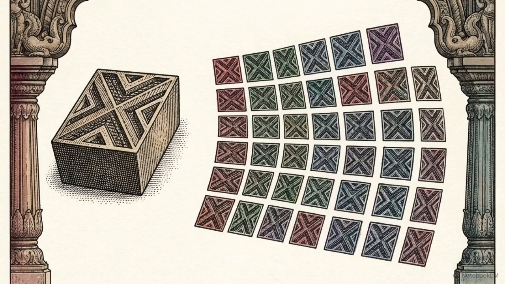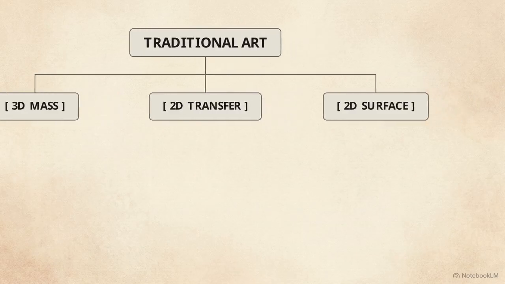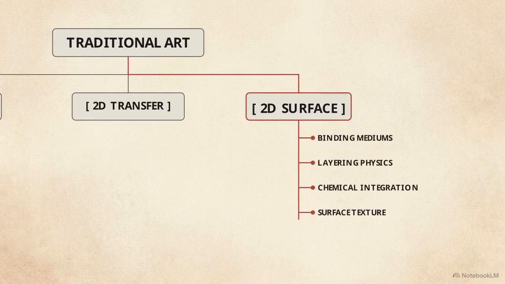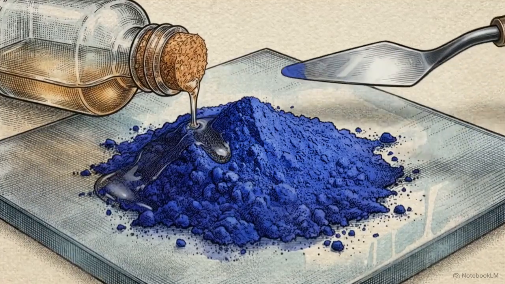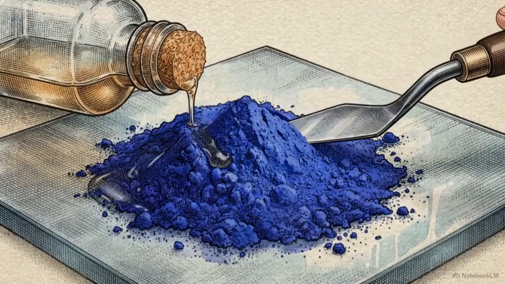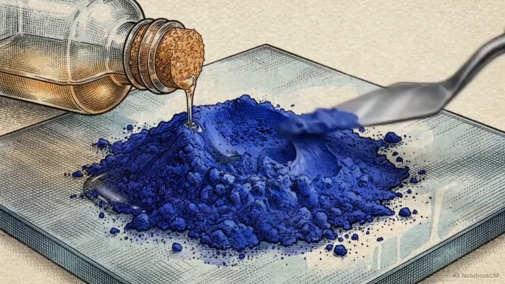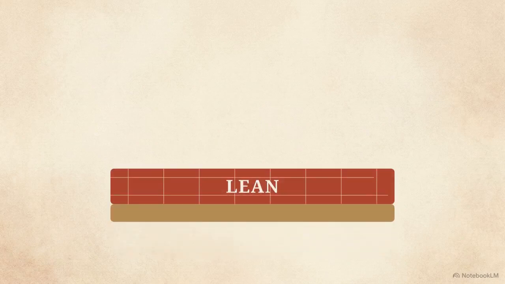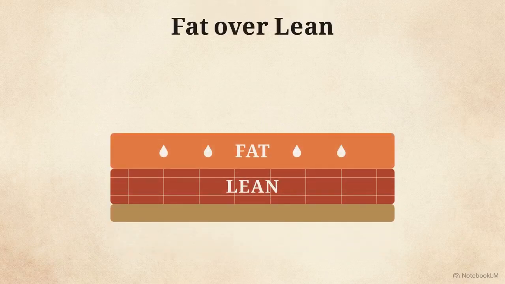Through this strict mechanical engineering, printmaking allowed visual information to transition from a single, isolated physical object into a reproducible dataset. The final structural domain concerns the chemical integration of color onto two-dimensional surfaces. At a basic physical level, paint is simply a dry pigment powder suspended in a binding medium, like oil or water. To stack layers safely, artists use the fat over lean principle.